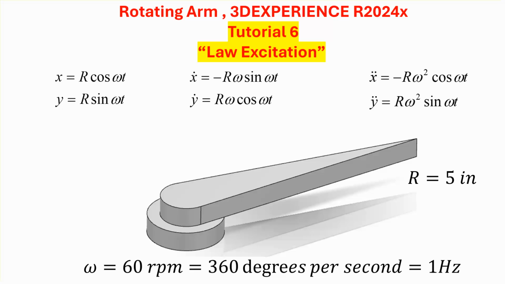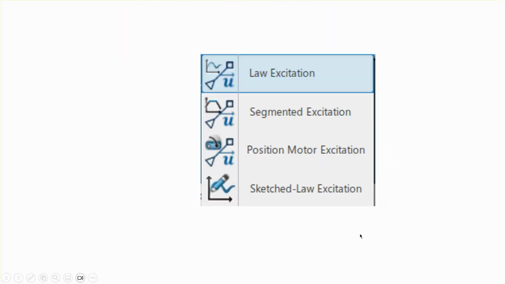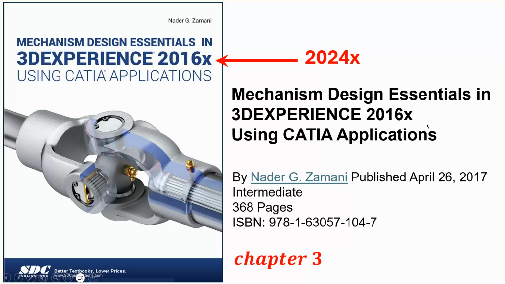Keep in mind because the speed is constant, the tip of the arm has a zero tangential velocity and a normal velocity, sorry, not a zero. What I meant was to say that it has a zero tangential acceleration, but it does have a normal acceleration, which is r omega squared. Now, this is a simple problem and can be done many different ways, but I'm going to be using a direct formula, or what 3D Experiences call law excitation, and basically solve the problem.